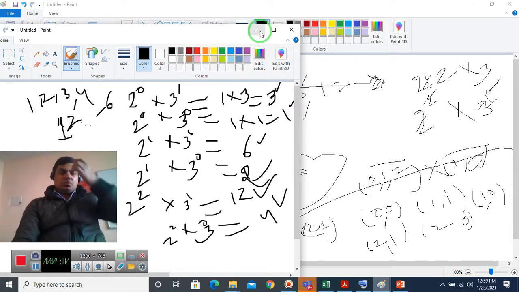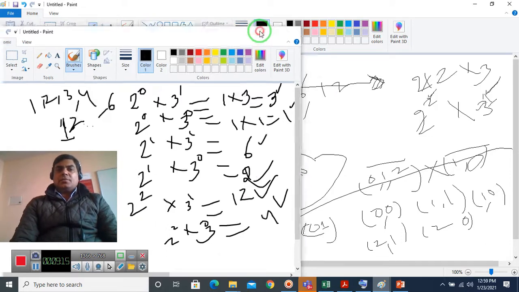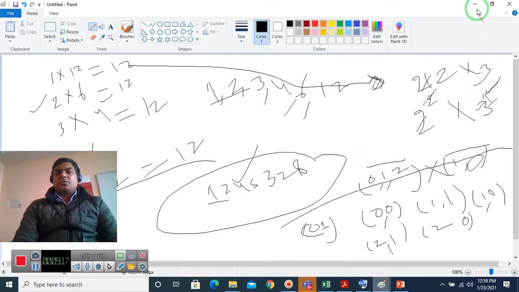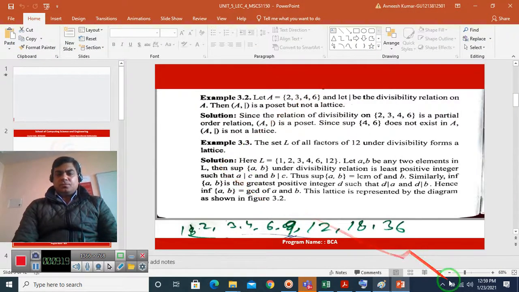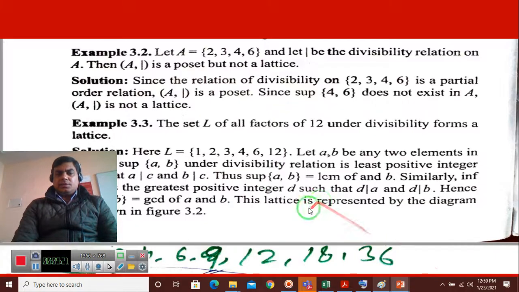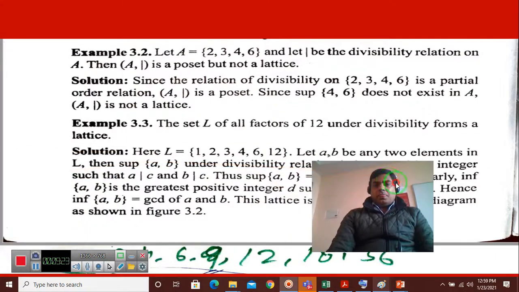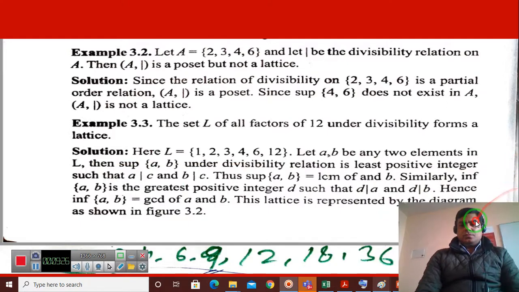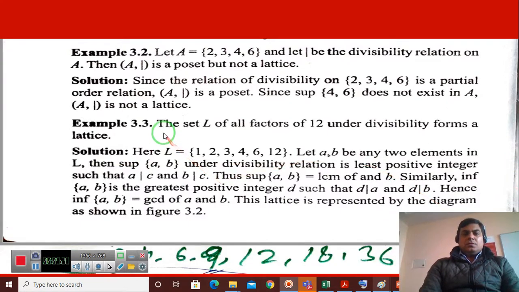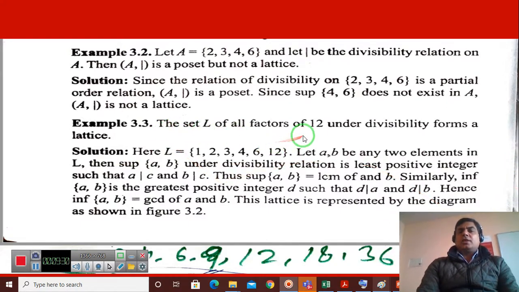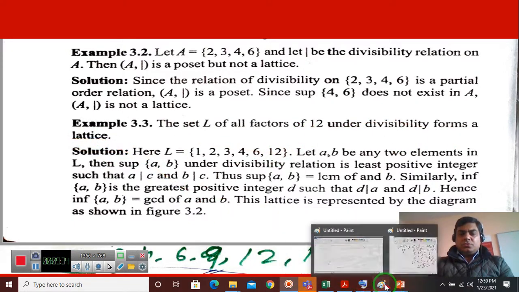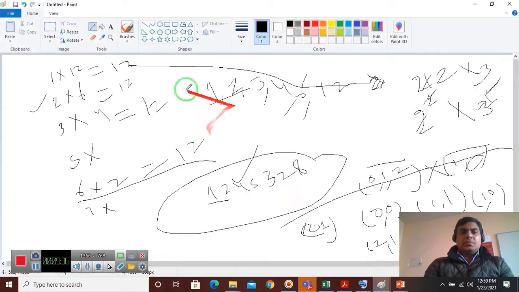Okay, so in this way we can find the total number of factors of any large number. Now suppose the set L is the set of factors of 12 under the divisibility relation, which forms a lattice. So we have the factors 1, 2, 4.